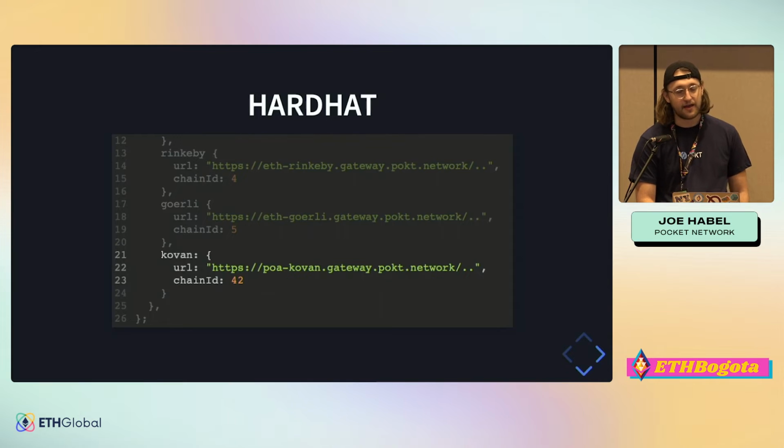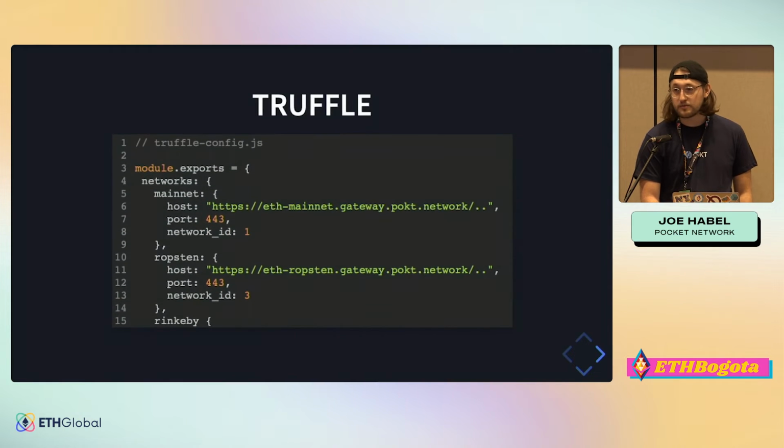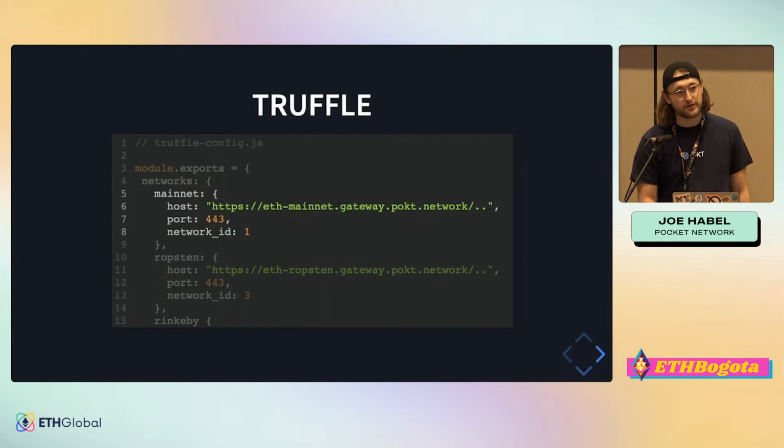Right there, when you run anything in Hardhat, you can just use --network, specify the name, and you're running in that live environment. If you're building in Truffle, it's very similar. In your module.exports, in your networks, it's basically the same thing, except you have to specify that the port it's going through is 443 because it's SSL protected, and you have to specify the network ID of the chain, but that's normally something that you have to do with Truffle anyway.